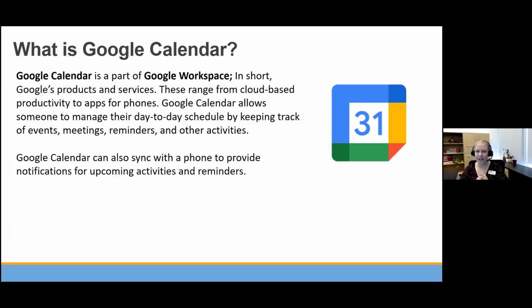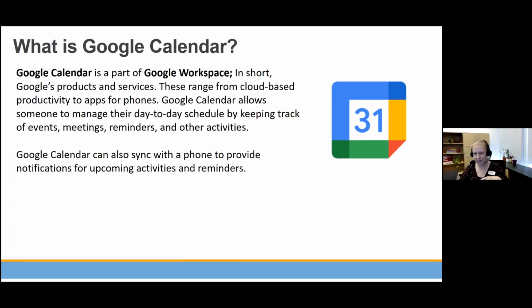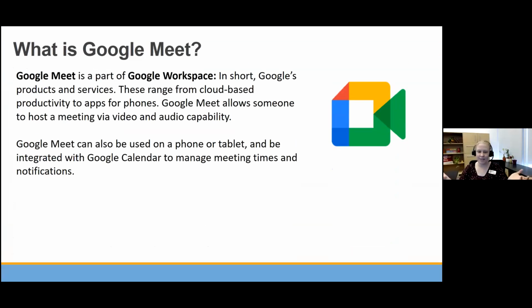and you can change how long before something you have a reminder for it. Google Calendar can also sync with the phone to provide those notifications, like I just said, for upcoming activities and reminders. And then Google Meet can also be used on a phone or tablet, and it's integrated with the calendar to manage meeting times and notifications.